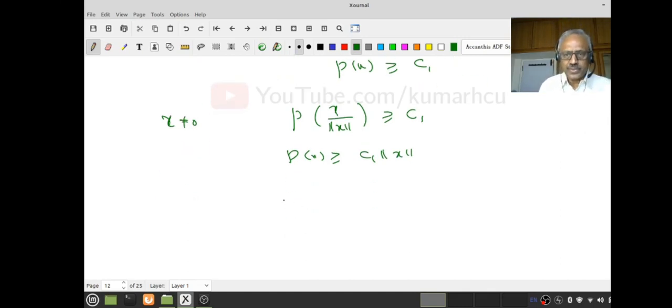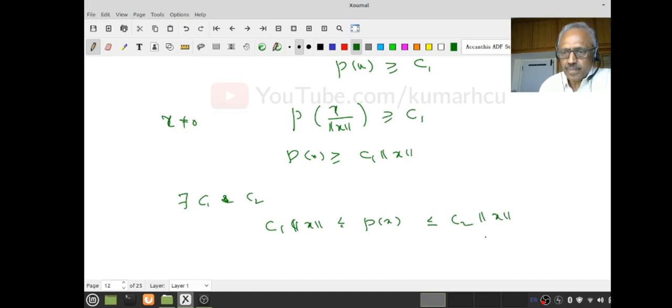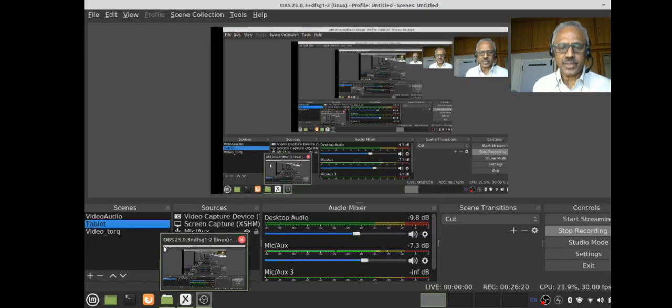So what do you think I have proved? I have proved there are C1 and C2 so that C1 norm x is less than or equal to P of x, which is less than or equal to C2 norm x. In other words, the given norm P is equivalent to the Euclidean norm, and hence any two norms on Rn are equivalent.